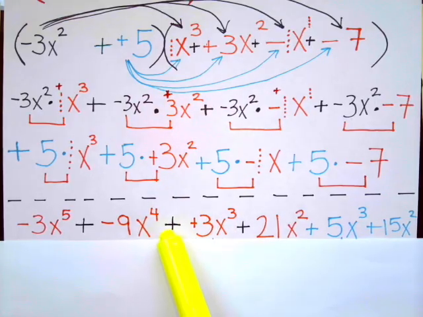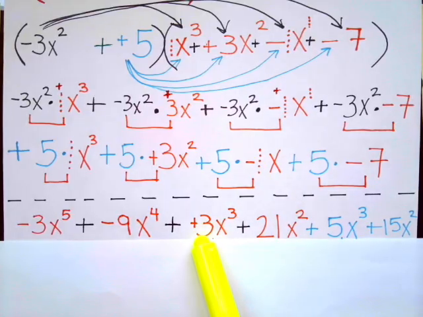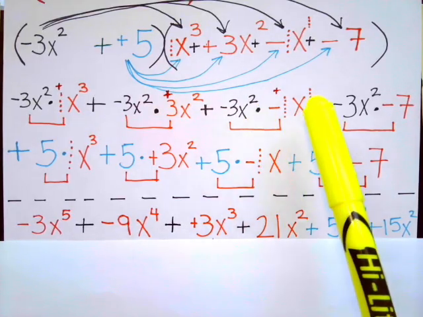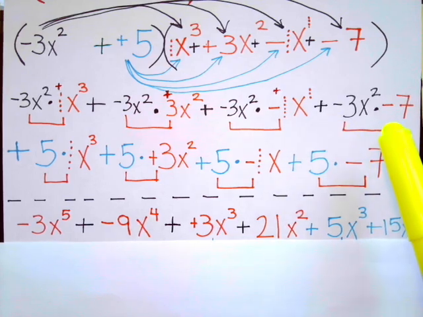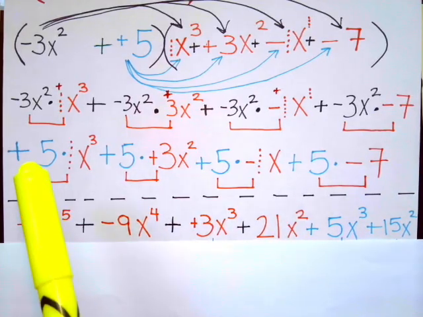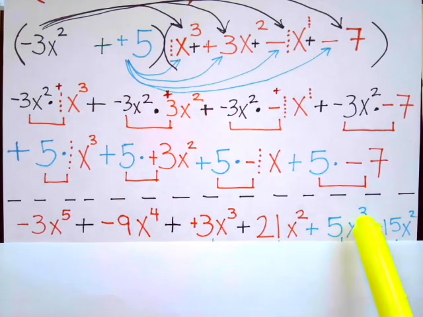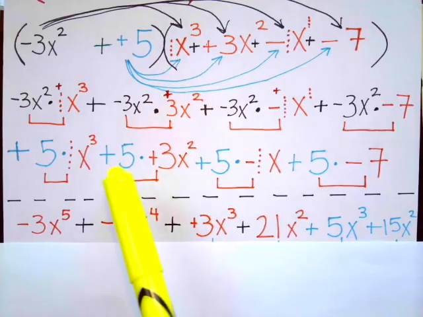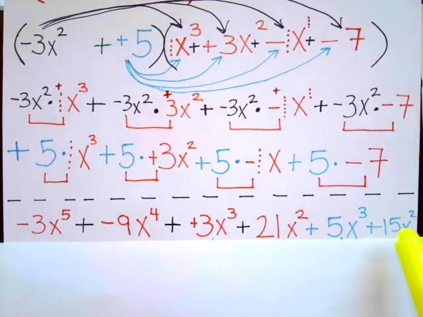Plus, plus. Negative 3 times a negative 1 is a positive 3. Add the exponents, 2 plus 1 is x to the third power. Plus, plus. Negative 3 times a negative 7 is a positive 21. Hey, don't forget that x to the second power. Plus, plus. 5 times 1 is 5, x cubed. 5x cubed. Plus, plus 5 times 3 is 15, and we keep that x squared, 15x squared.